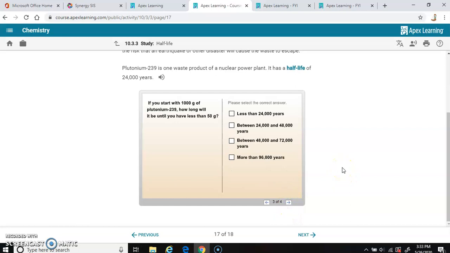And then the last question: if you start with 1,000 grams of plutonium, how long will it be until you have less than 50? Well, 1 half-life would be 500 grams, 2 half-lives would be 250 grams, 3 half-lives would be 125, 4 half-lives would be about 75, and we still haven't gotten there, so it's more than 4 half-lives.